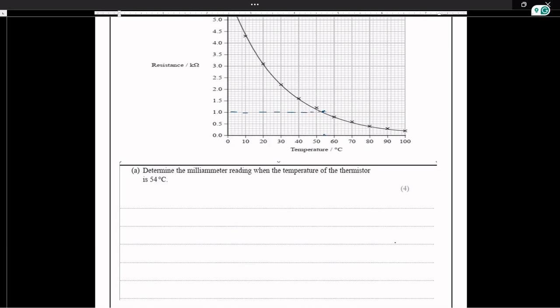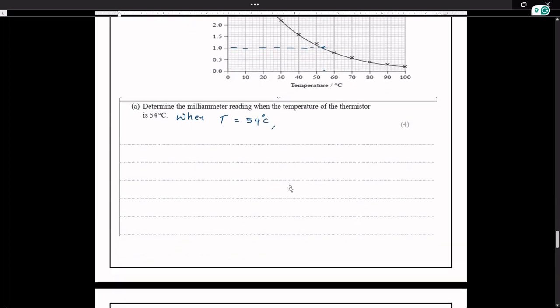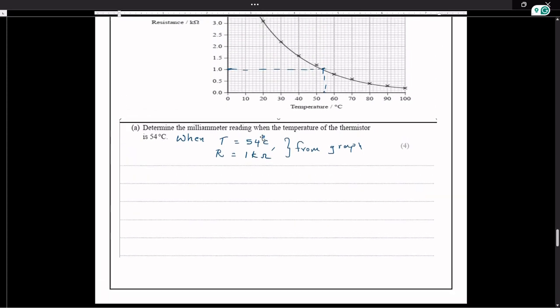So 54 here means this is the current it is coming. Okay, so let's start writing that. When temperature equals 54 degrees centigrade, resistance equals 1 kilo ohm. This is from the graph. From the graph, this is the number we are getting. So when it is 54 like this, we are getting the resistance 1 kilo ohm.